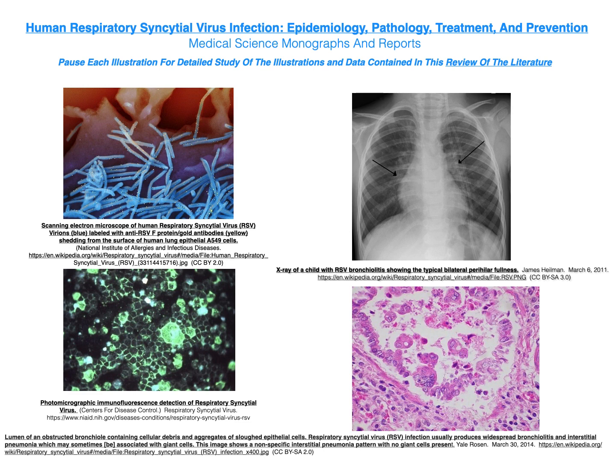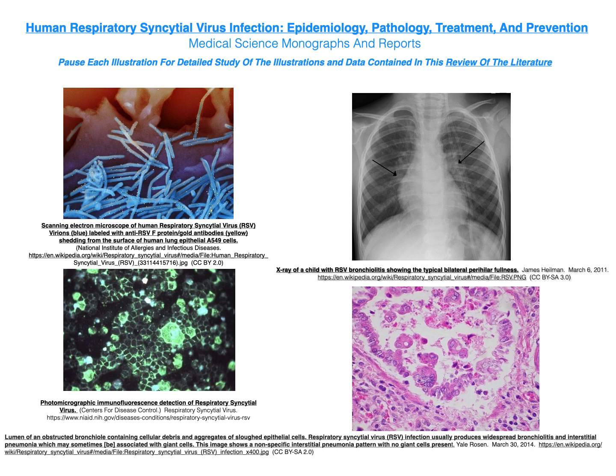Upper images. Scanning electron microscope of human respiratory syncytial virus, variant blue, labeled with anti-RSV-F protein gold antibodies yellow, shedding from the surface of human lung epithelial cells. X-ray of a child with RSV bronchiolitis showing the typical bilateral perihilar fullness.